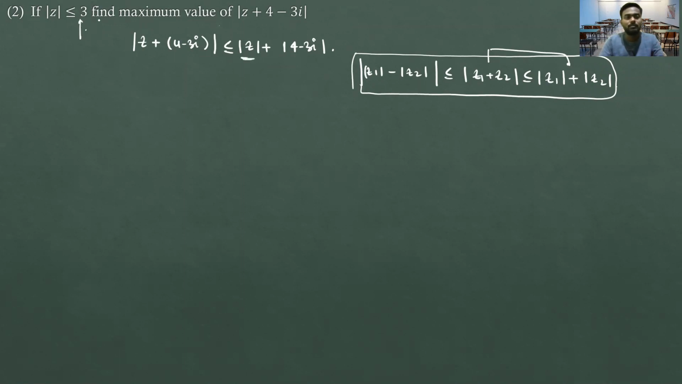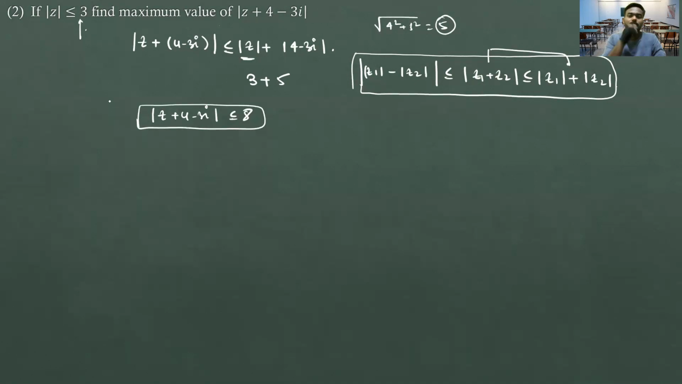So what value of z will we take? Z is always less than or equal to 3, and we want only the maximum value, so we will take the maximum here also. So z we take as 3. And the modulus of 4 minus 3i, as you must know, will give you 5 only. So the value of modulus of z plus 4 minus 3i is less than or equal to 8. So the maximum value will be 8.